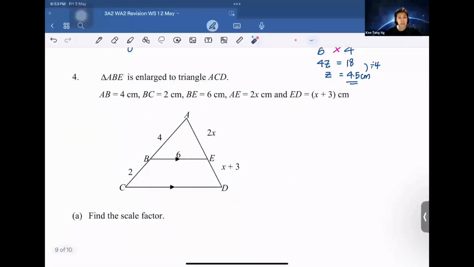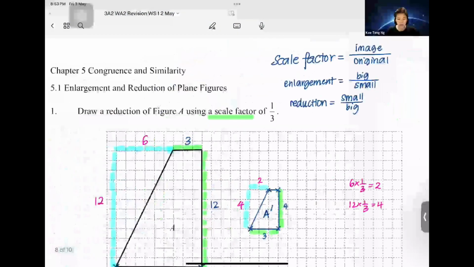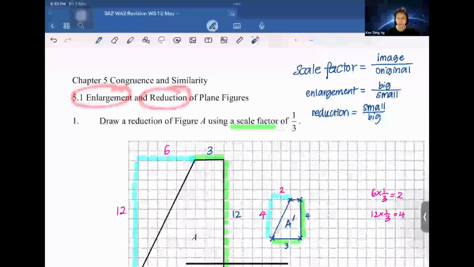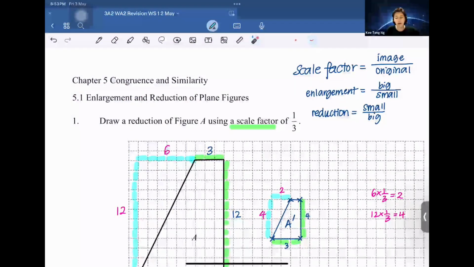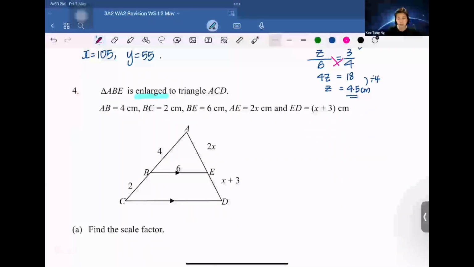Question: triangle ABE is enlarged to triangle ACD. That is the word enlargement. Remember what we mentioned earlier on when I have enlargement? Enlargement and reduction is related to the scale factor. So if I want an enlargement, the scale factor is big over small, or rather image over original. But before I begin, I still like to label the different sides, ABE, ACD. So I'll try to match the corresponding sides.